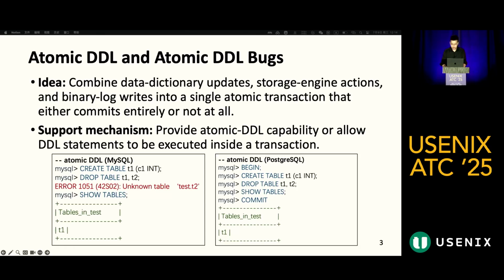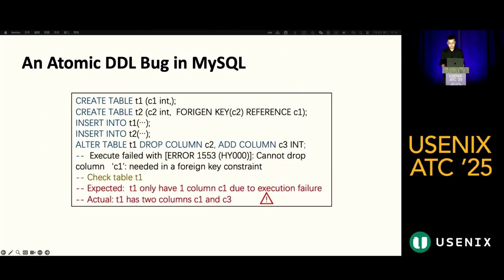To mitigate this problem, database vendors introduced atomic DDL. The key idea is to bundle data dictionary updates, storage engine operations, and binary log writes into a single all-or-nothing transaction. There are two implementation strategies commonly used today. The first is native atomic DDL support, where the engine itself guarantees that each DDL statement is atomic. For example, MySQL version 8 adopts this strategy. The second is to allow DDL statements to be executed inside a transaction.